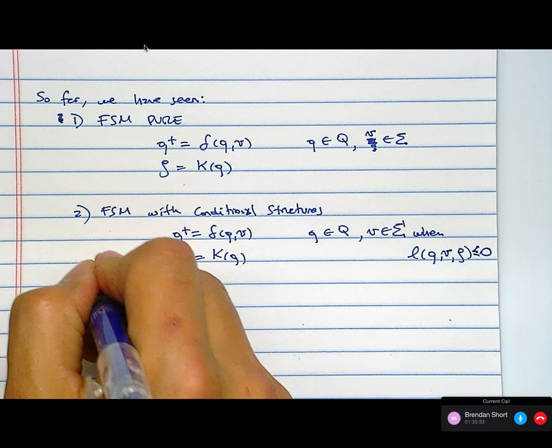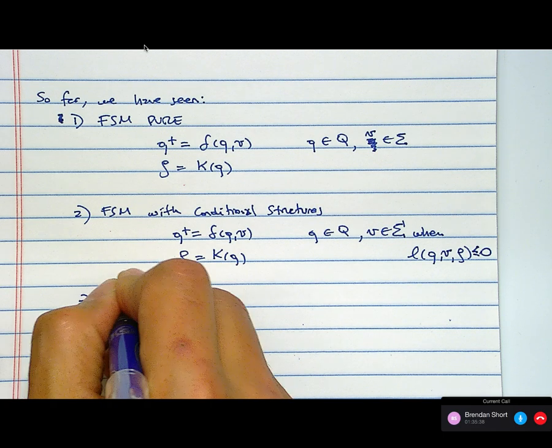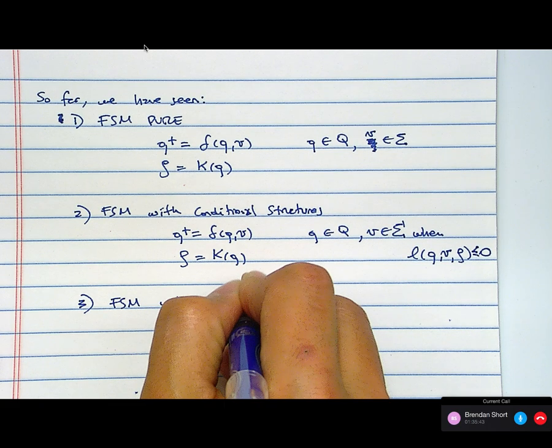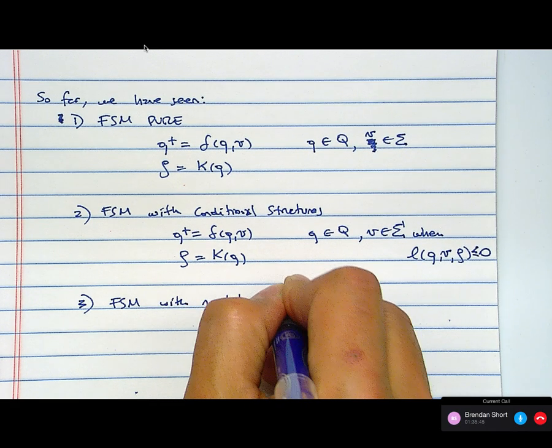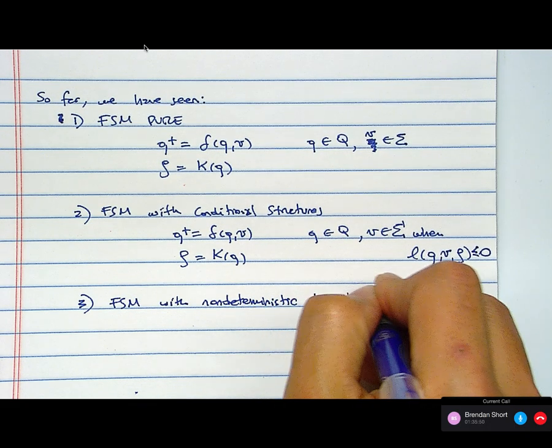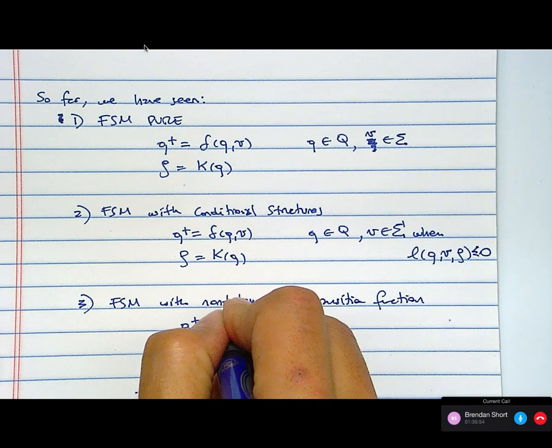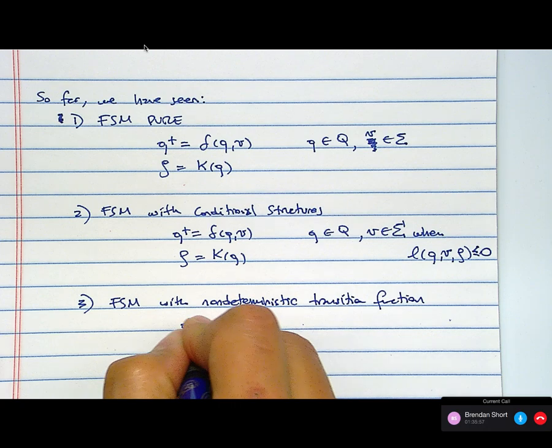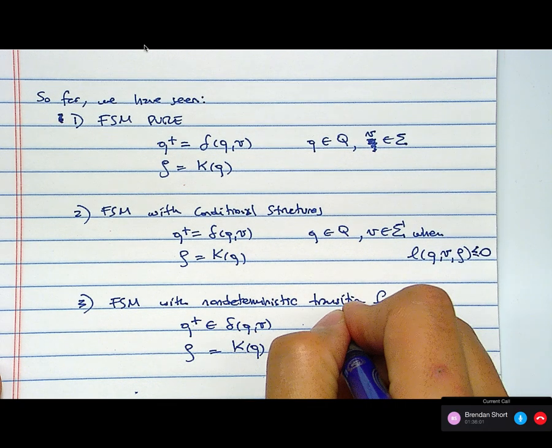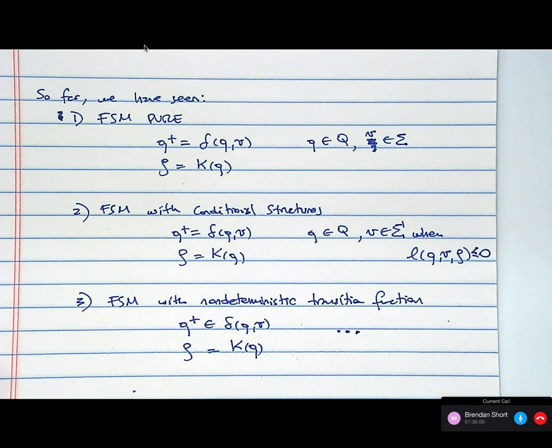And then the third one would be FSMs with non-deterministic transition function, which now has Q plus in this set, delta of Q, V. The output could also be non-deterministic, and then the rest will correspond to whether you have conditional structures or not.